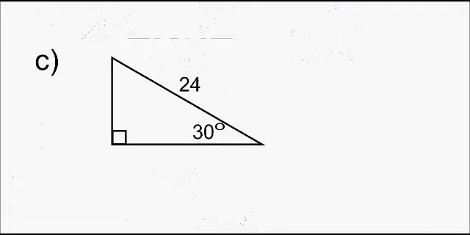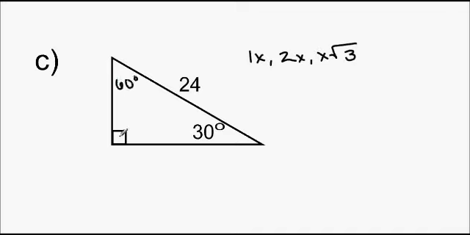Okay, last one, part C. And we only have one side length given to us here, but that's okay. We can find the other two just fine. Just remember your ratio. 1x, 2x, x root 3. So this is 30, which means this is 60. Here's 90. So x, 2x, x root 3.